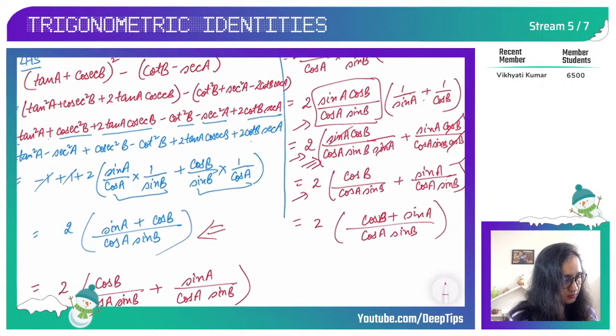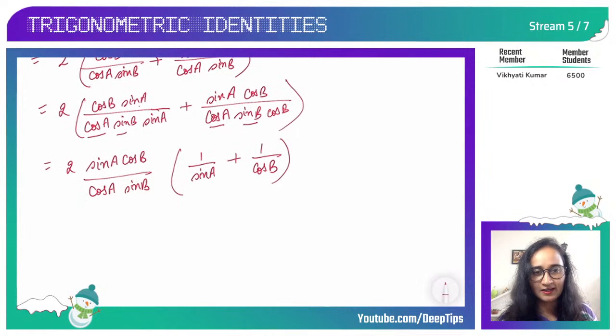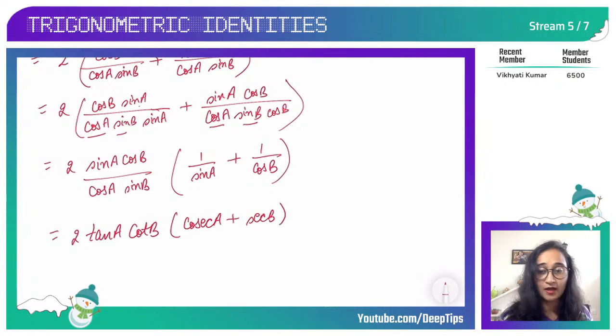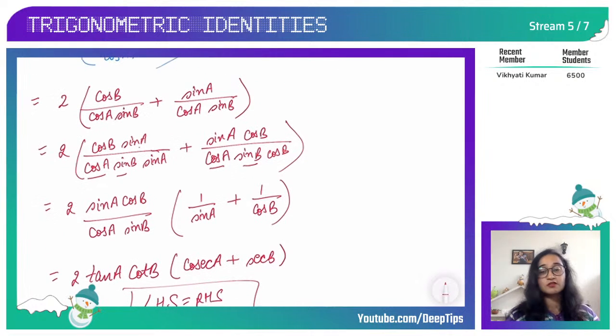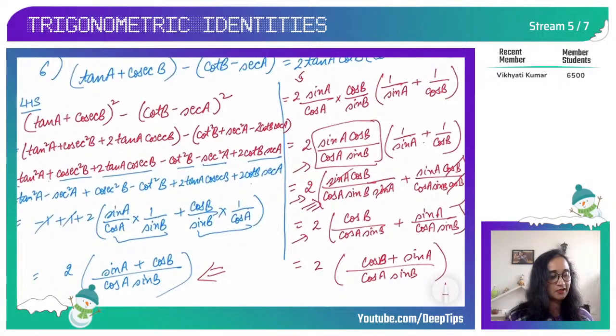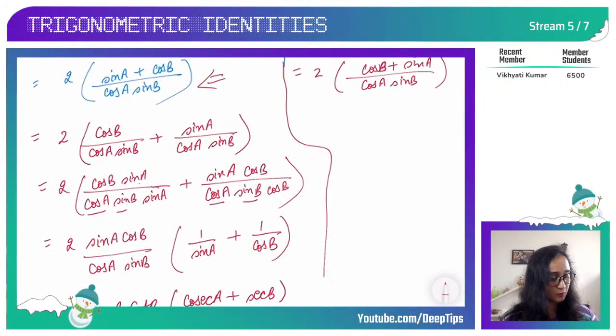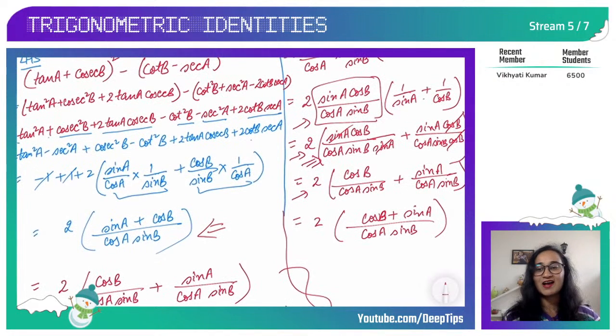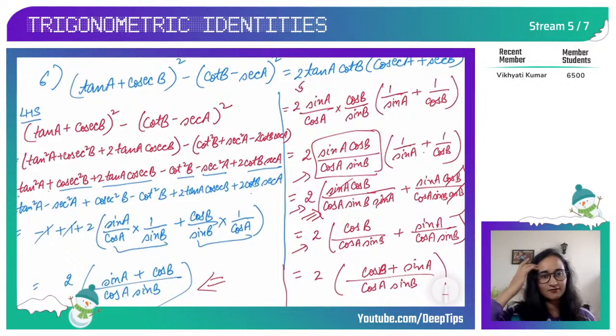Correct? So now I know that sin A upon cos A is tan A, cos B upon sin B is cot B, 1 upon sin A is cosecant A, and 1 upon cos B is secant B, and that is my RHS. So LHS equals RHS, hence proved using reverse engineering of RHS. So this is the huge question that you have to do, but all these steps you got from the reverse engineering of RHS. So this is how you tackle this kind of question.